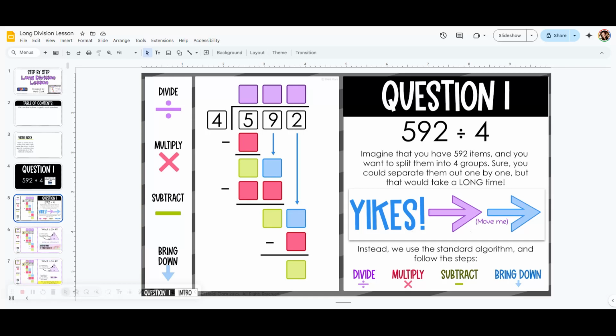Hi, everybody. This is Mrs. Clark, and we're doing long division today. We're starting with 592 divided by 4.